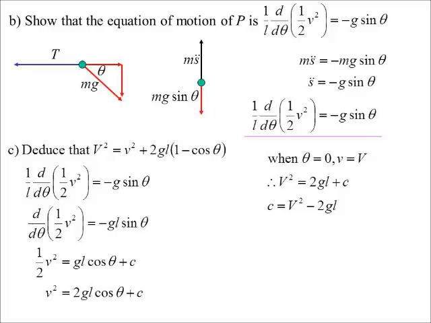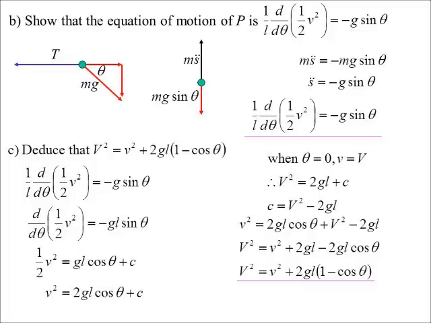What's the initial condition? I know when theta equals 0, v was equal to capital V. So capital V squared is 2gl plus c. There's my constant, V squared minus 2gl. So I have little v squared is equal to 2gl cos theta plus capital V squared minus 2gl, but they want capital V squared to be the subject. So rearranging all that, making capital V squared the subject, we come up with the expression.